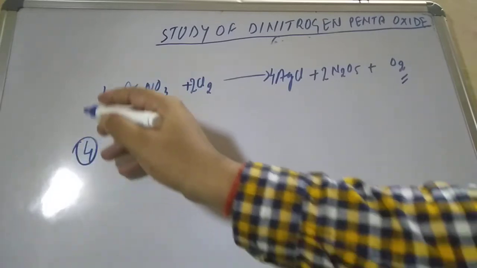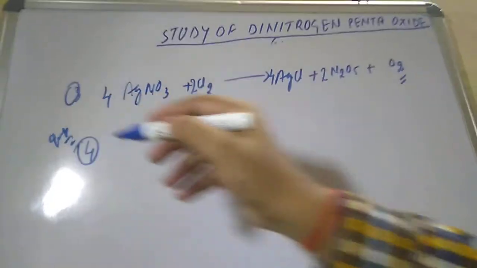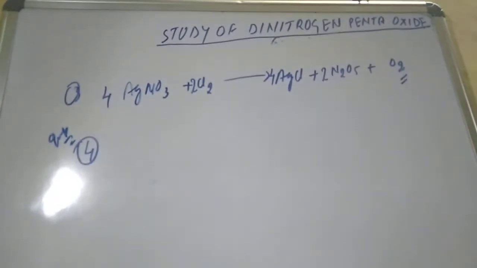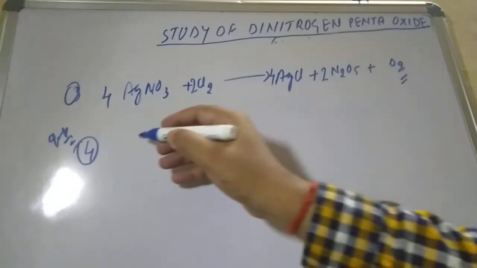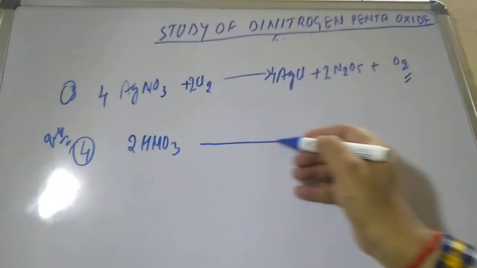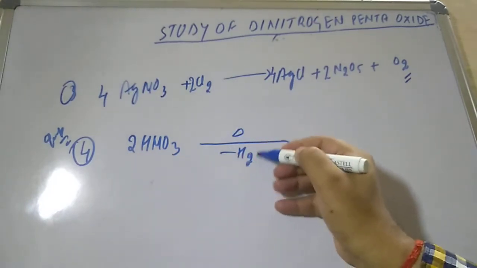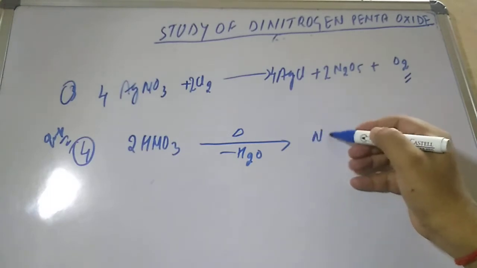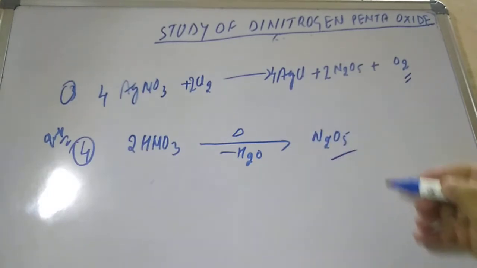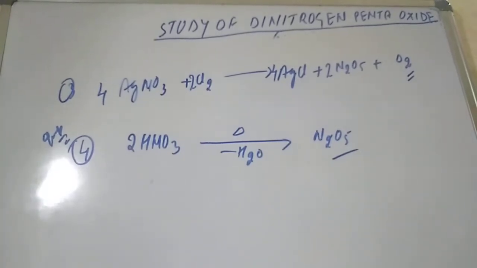And the fourth method, which is an important method, and questions are asked on it, is the dehydration of nitric acid. What product do you get? This equation is important. 2HNO3, on heating, if it undergoes dehydration, minus H2O, it also gives N2O5. So this is the important method of preparation I told you.